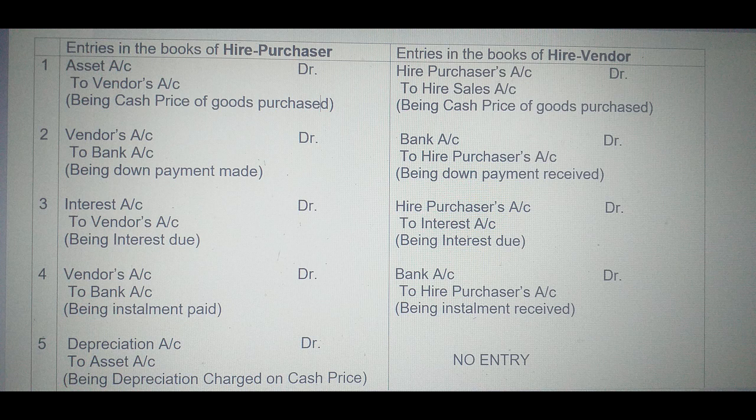Fourth, vendor's account debit to bank account, being installment paid. And entries in the books of hire vendor: bank account debit to hire purchaser account, being installment received.